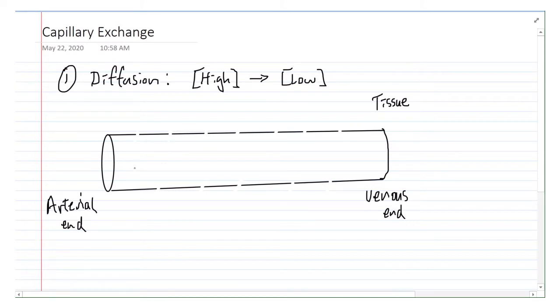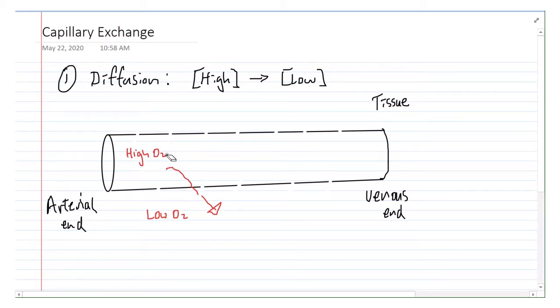So the oxygen content within the blood here is going to be high. So we have high O2, right? Compared to the tissue outside, it's going to have low O2 because the tissue is using the oxygen. So because of this difference in concentration, the oxygen is going to come out. So you're going to have movement of oxygen from the inside of the capillary to the outside.